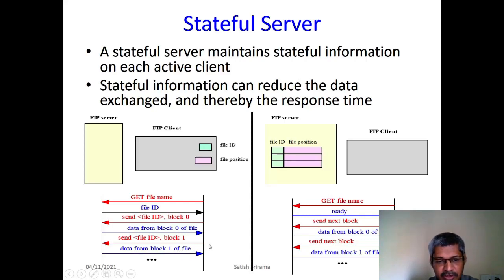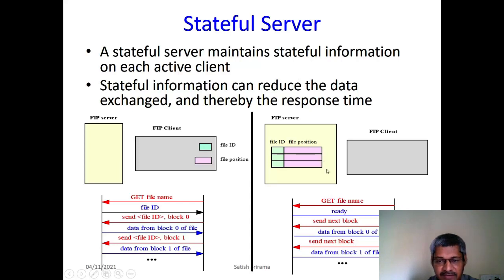This communication happens between the FTP server and FTP client until the complete file is downloaded. It is the FTP client which maintains the file ID after it gets it from the server, and also the file position, the block it is in. It is up to the FTP client. Here is a stateless server. The server is not maintaining that information. But when it is a stateful server, the server is the one saving certain information, such as the file ID and the position with respect to that particular client. So a stateful server maintains state information on each active client.